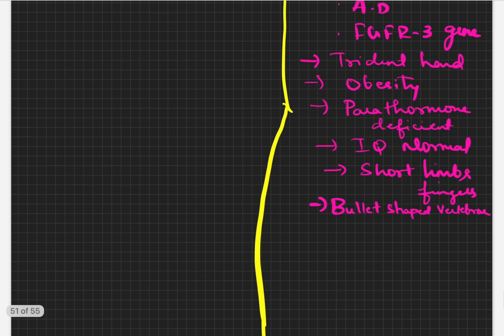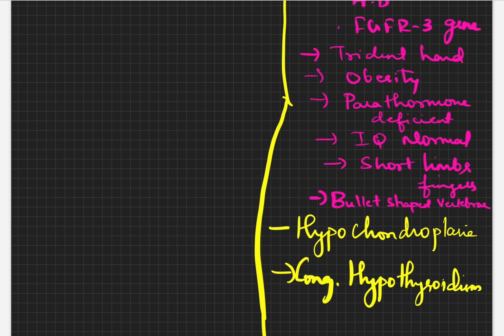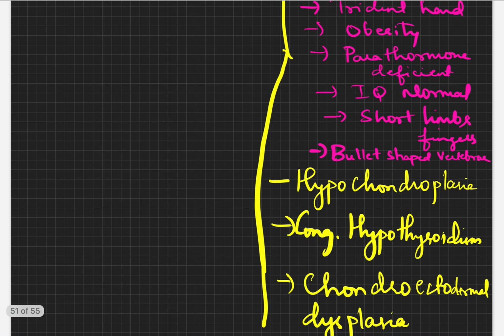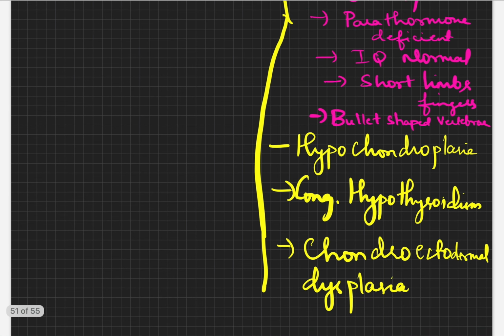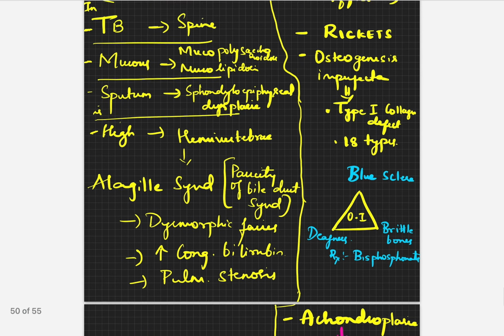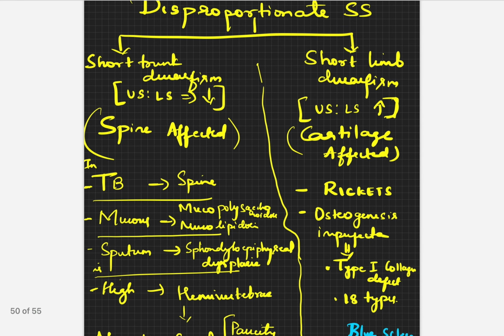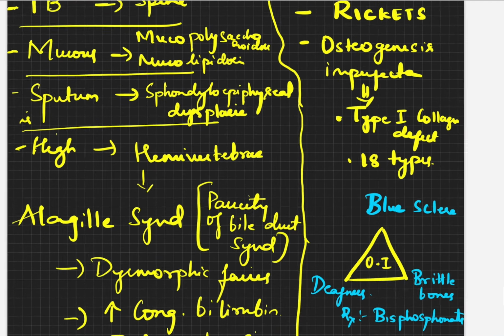And other causes of short limb dwarfism are hypochondroplasia, congenital hypothyroidism, chondroectodermal dysplasia. Anything involving cartilage will cause short limb dwarfism. So these are the causes for short limb dwarfism and short trunk dwarfism. Short trunk means spine is affected, short limb means cartilage is affected.